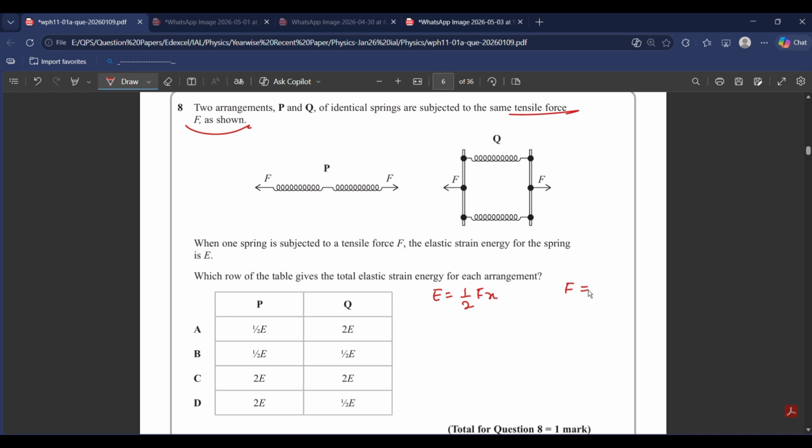How? Because we know F equals Kx, right? So x is equal to F by K. So let's replace this x with F by K. Half F, this F is this one, and then half F into F by K. Just replaced the x, so it becomes E is equal to F squared by 2K, right?